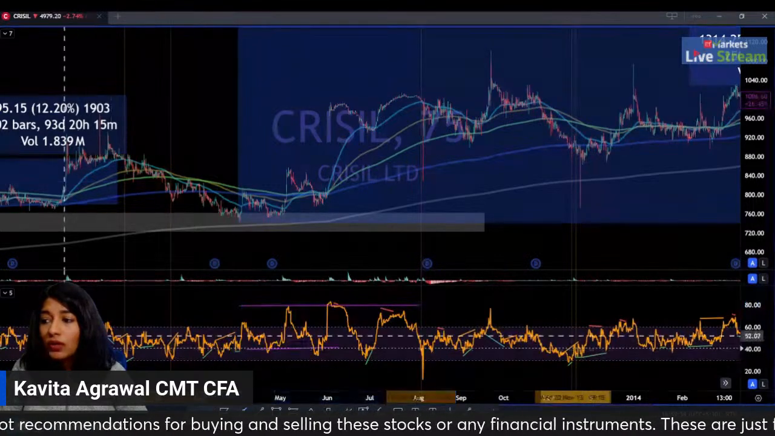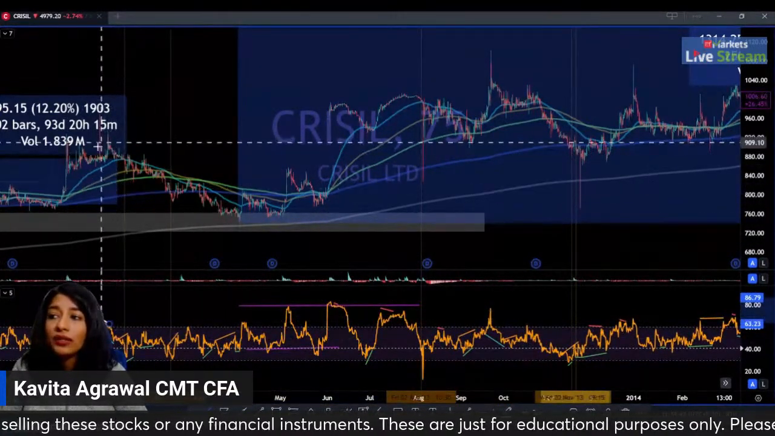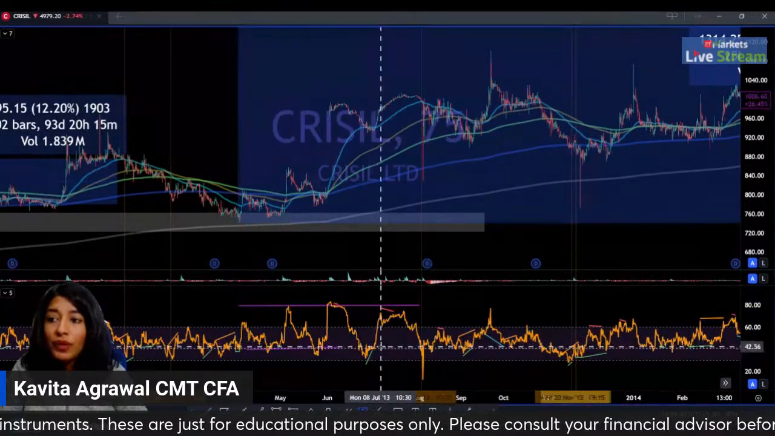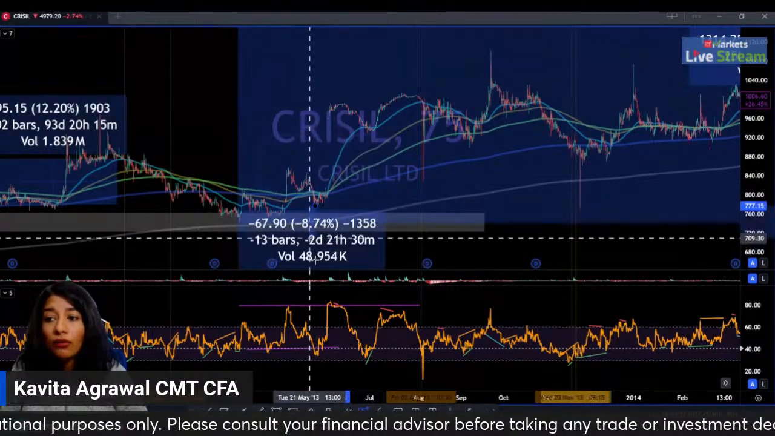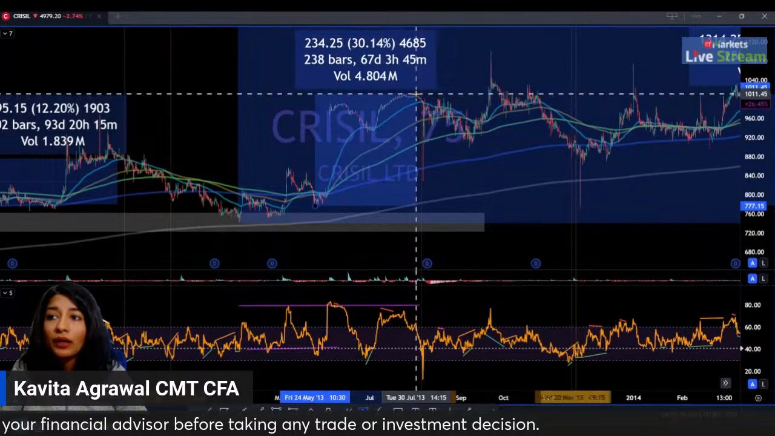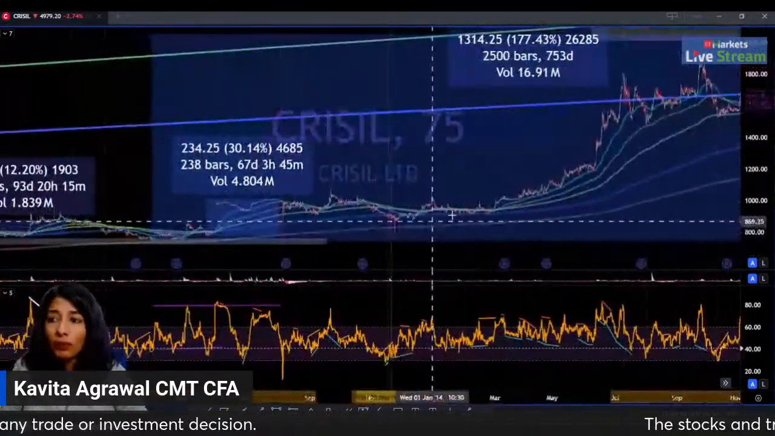So here there was a negative divergence. This negative divergence was also the indication that this upside does not have a lot of steam and it may not be able to sustain itself. Now, suppose you entered on the pullback here. If you even held it for three peaks, you would have been able to make around 30% in just about 2 months. So this is what I'm talking about.